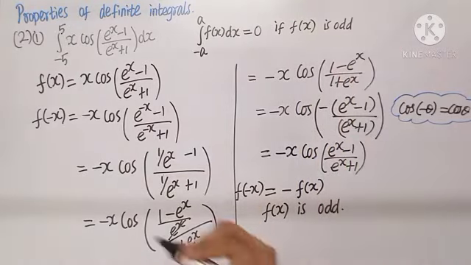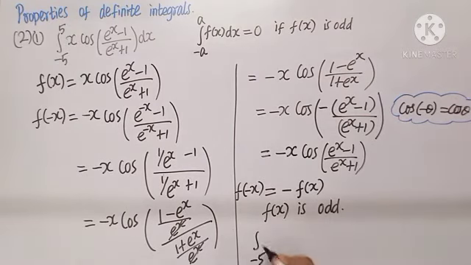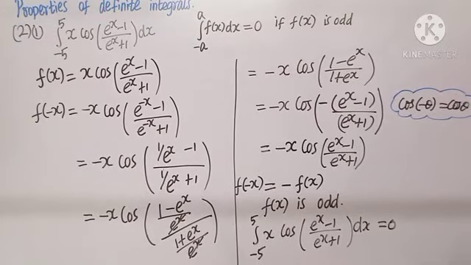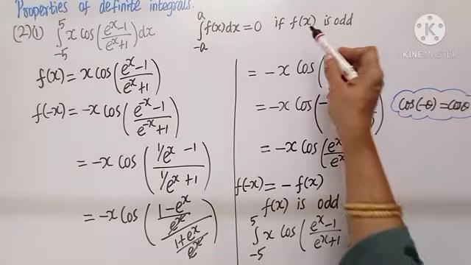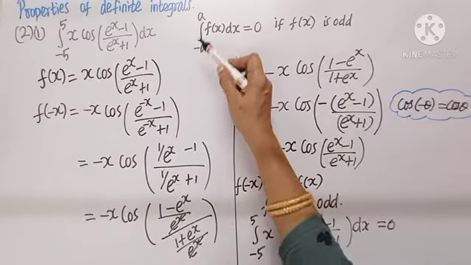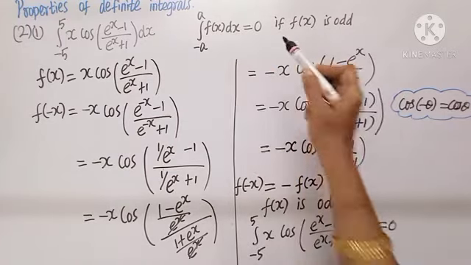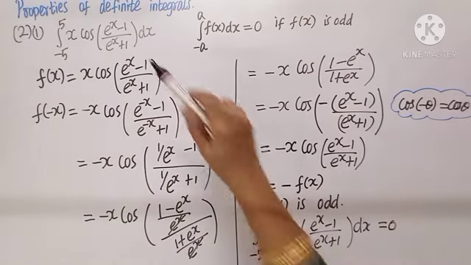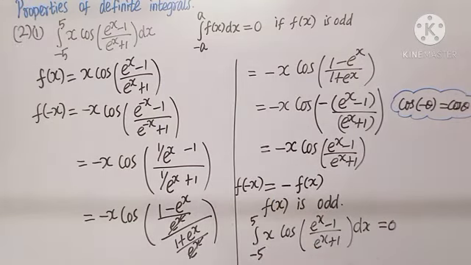So this question, integral minus 5 to 5 x cos of (e power x minus 1) by (e power x plus 1) dx equals 0. Because I apply the formula, f of x is odd, integral from minus a to a of f of x dx is 0. So applying that, we arrive at 0 as the answer.